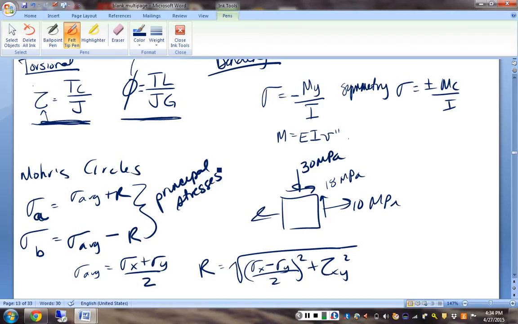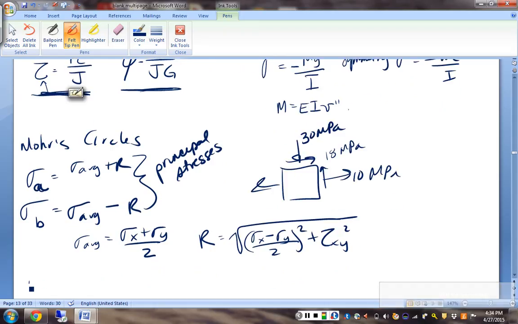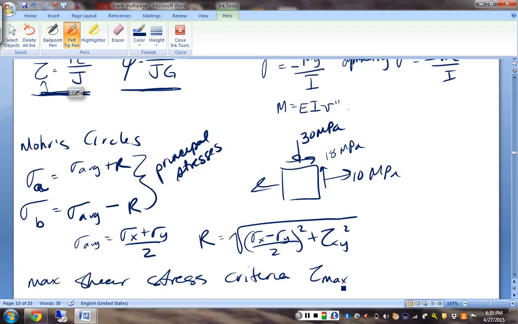The failure criteria, that's essentially just knowing what to plug into the formulas. For the max shear stress criteria, what do you need to know? You need to know tau max, and tau max is what? Sigma 1 minus sigma 3 over 2. What's the difference between sigma ABC and sigma 1, 2, 3? Just the order.